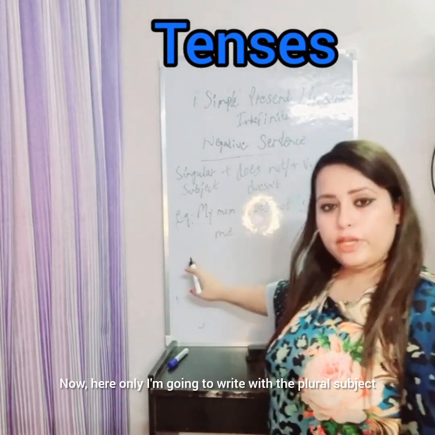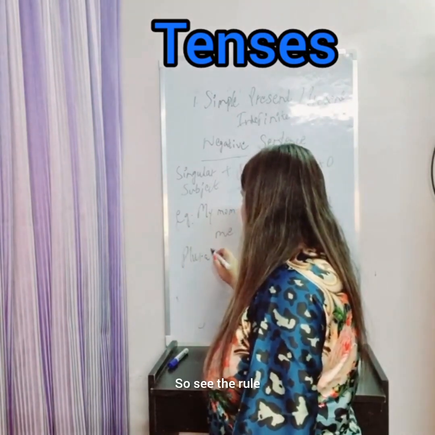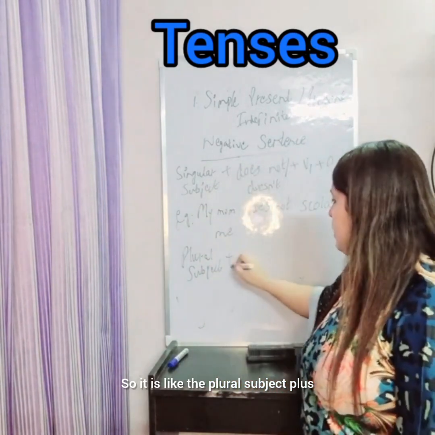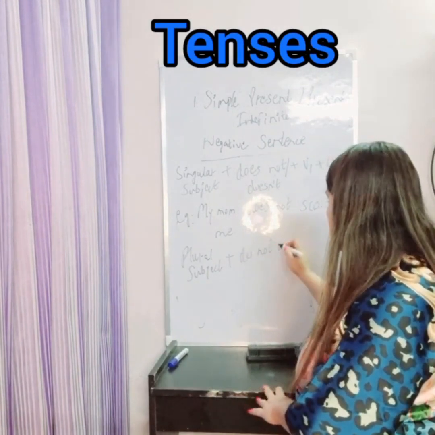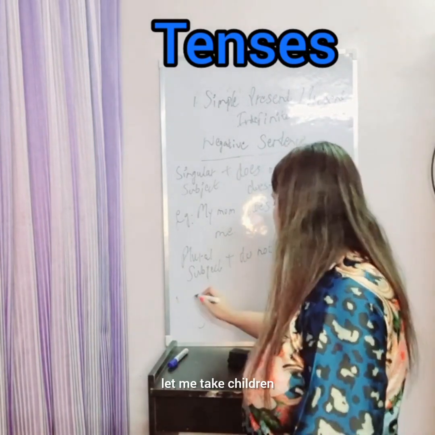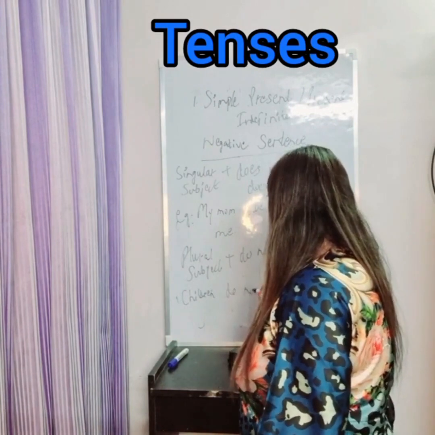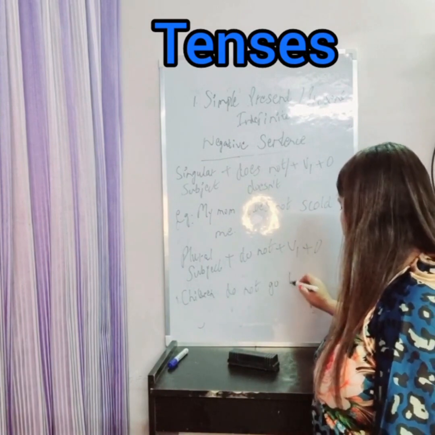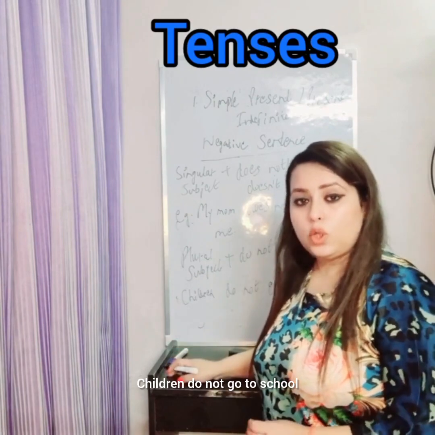Now here I'm going to write with the plural subject, to make the rule clear to you. So see the rule, you can also identify the difference. It is like the plural subject plus, here we were using does not, but with the plural subject I'm going to use do not, plus verb first form plus object. So the plural subject can be, let me take, children do not go to school. Children do not go to school.